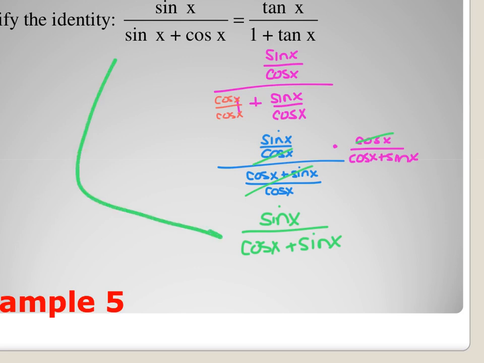Left side almost equals the right side. The only difference is the order. But addition doesn't matter. So it's sine of x over sine of x plus cosine of x.